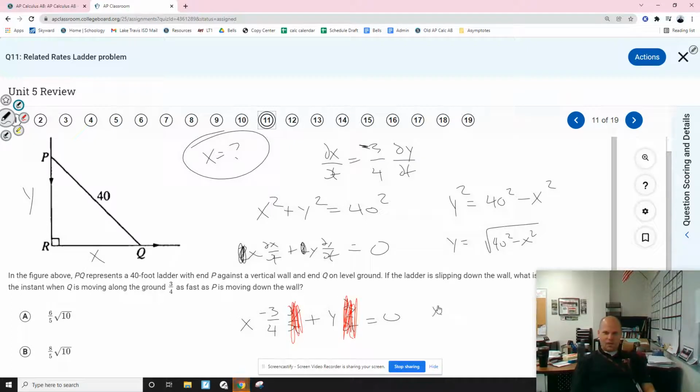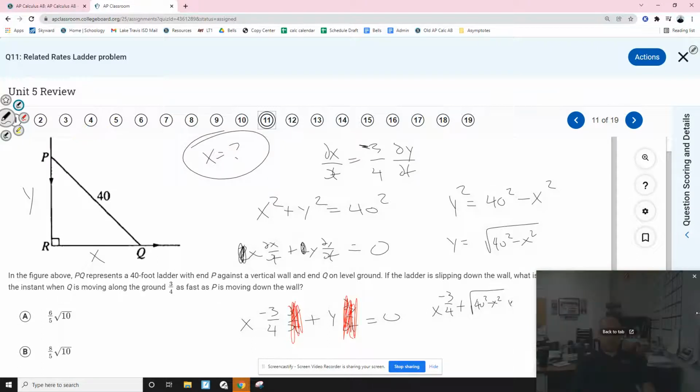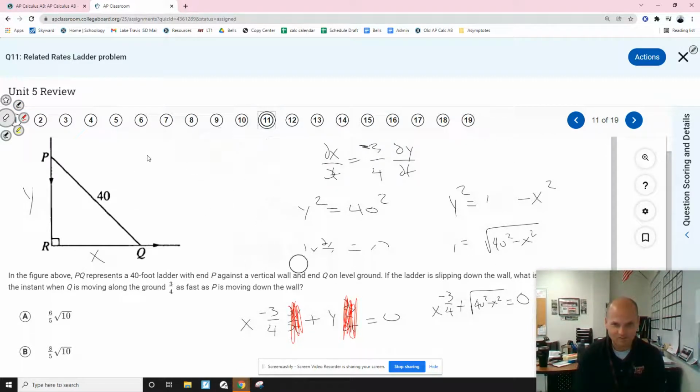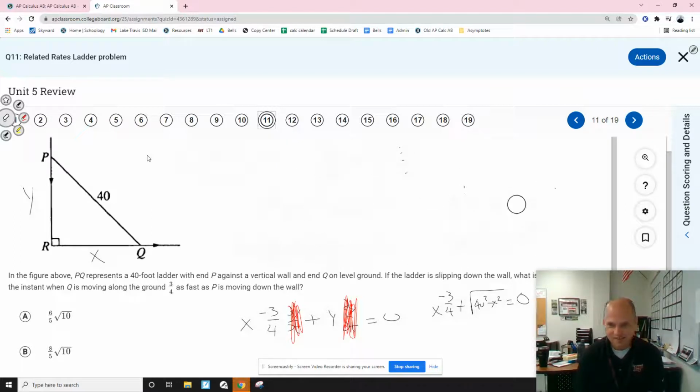So x times negative 3/4 plus the square root of 40 squared minus x squared, y. Wait, that's it. Equals 0. Oh man, I'm going to have to solve this. Oh geez. All right, let's keep going. I've got to finish this. This is next level stuff.